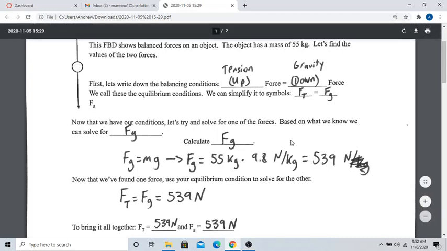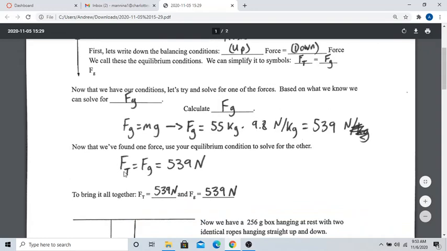Now, I know Fg, that's one of the two. But I want to also figure out how much tension is in the rope as well. Now, this is where our balancing conditions come into effect, because we know from above, we said these things are balanced. These forces are equal to each other, which means the tension has to equal the weight of the object. Well, if we know these two things are equal to each other and we already know what the weight is, then we know the tension is also going to be the same thing at 539 newtons, because these two forces are balanced. So, bringing that all together, we get that the tension in the rope is 539 newtons, and the weight of the object is 539 newtons.